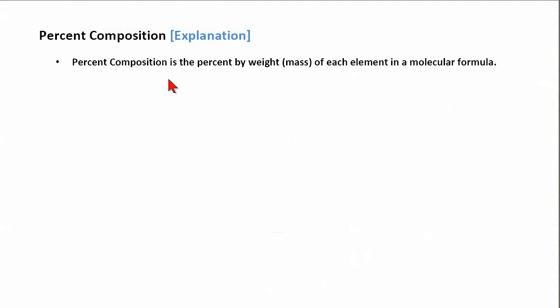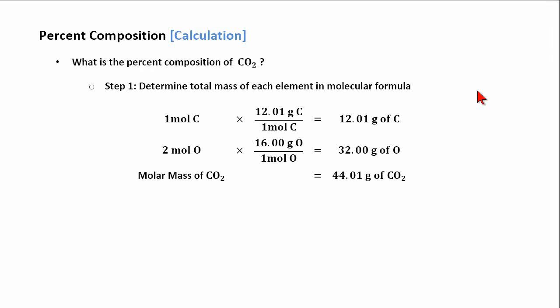Percent composition is the percent by weight or mass of each element in a molecular formula. We've already calculated what the grams of each element in a molecular formula is. So let's look at an example. We're just actually looking for the percent of each of these weights. So we go through with the normal process.